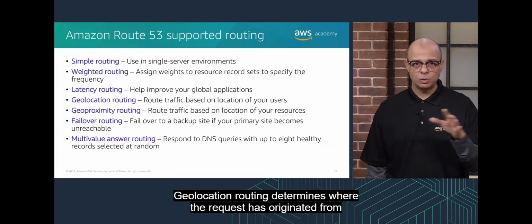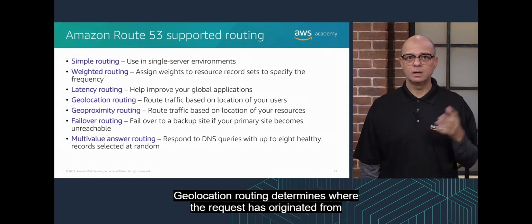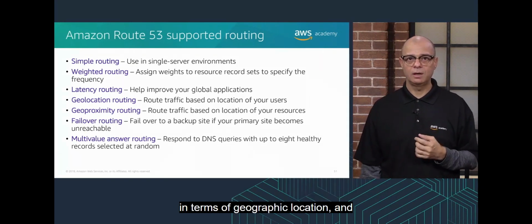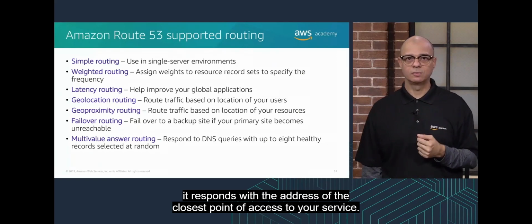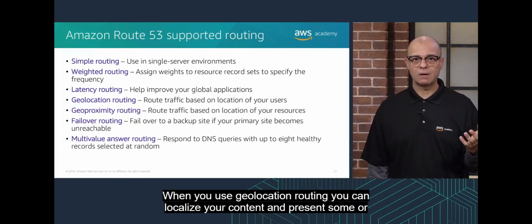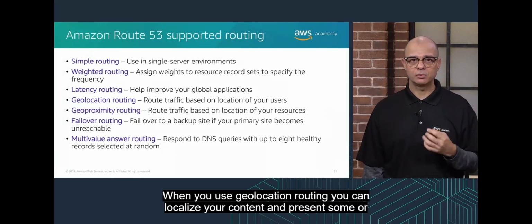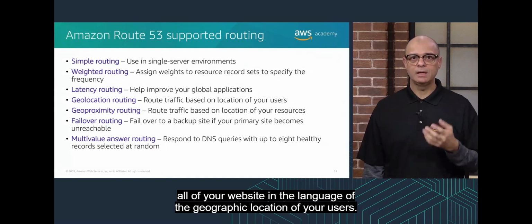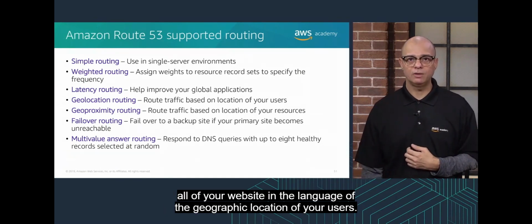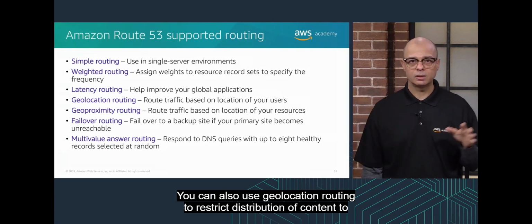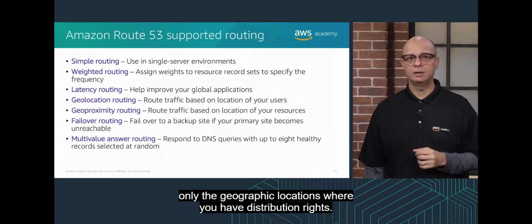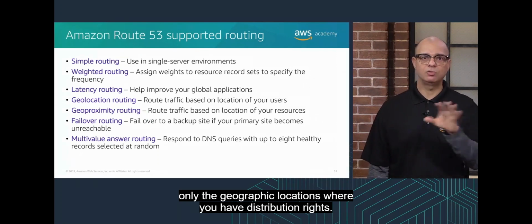Geolocation routing lets you choose the resources that serve your traffic based on the geographic location of your users. Geolocation routing determines where the request has originated from in terms of geographic location, and it responds with the address of the closest point of access to your service. When you use geolocation routing, you can localize your content and present some or all of your website in the language of the geographic location of your users. You can also use geolocation routing to restrict distribution of content to only the geographic locations where you have distribution rights.